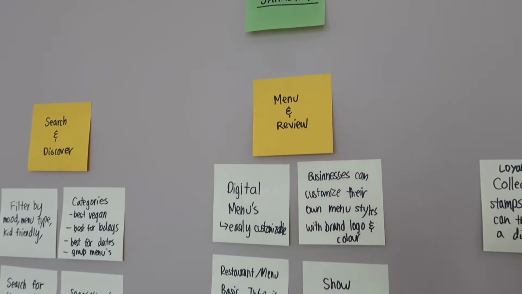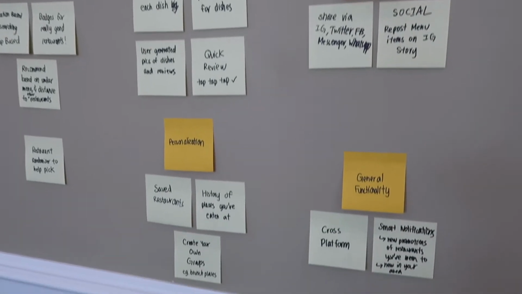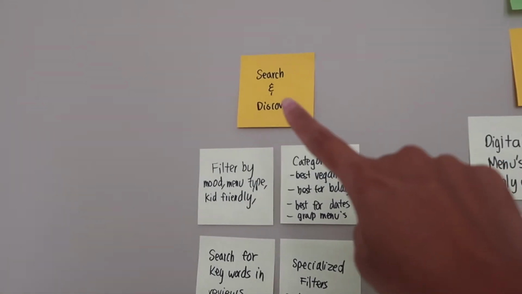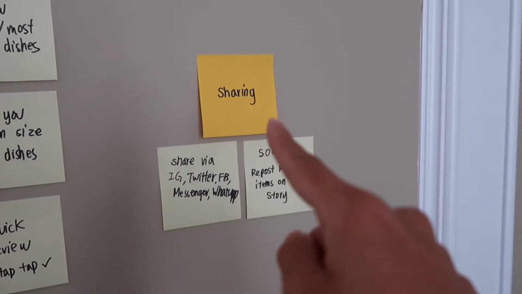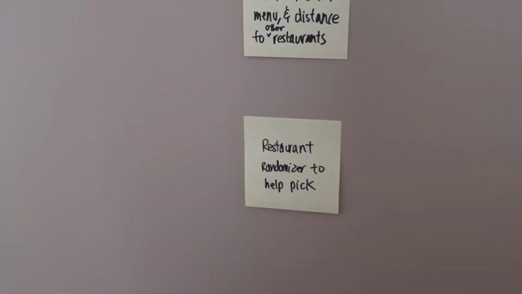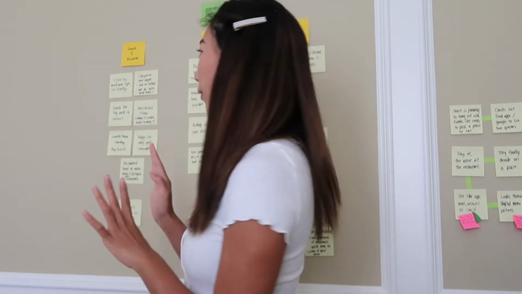Think of anything that could be beneficial for the app and just start placing it all over the wall to get all your ideas down. After I've done that, I looked at all the sticky notes and grouped together the ones that had similar commonalities. So I have search and discover, menu and review, the perks, sharing, general functionality, personalization, and that's pretty much it. Okay, so I'm going to read you guys what each category is about.